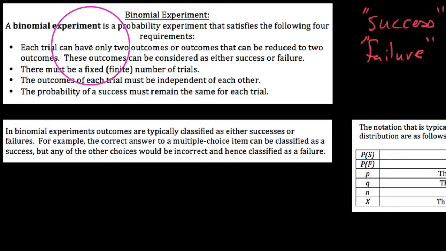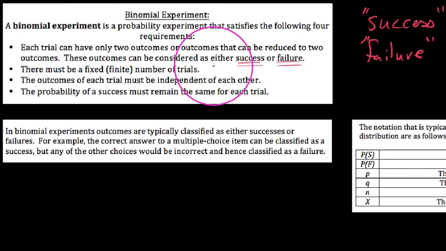Could something be a binomial experiment or not? We say a binomial experiment is a probability experiment that satisfies four specific requirements. The first one is that each trial can have only two outcomes, or outcomes that can at least be reduced to two outcomes. We say these outcomes can be considered either a success or a failure. Again, the examples we gave are flipping a coin, a child being a boy or a girl, or a medical treatment being a success or a failure. We could consider those binomial experiments because each trial of that experiment could fall into one of two categories.